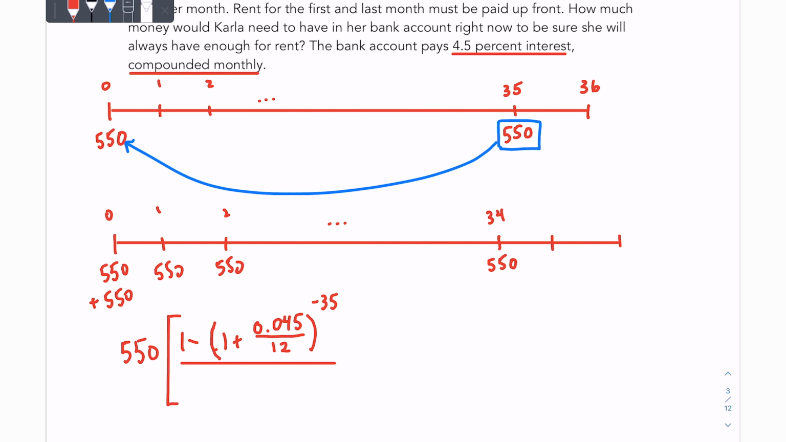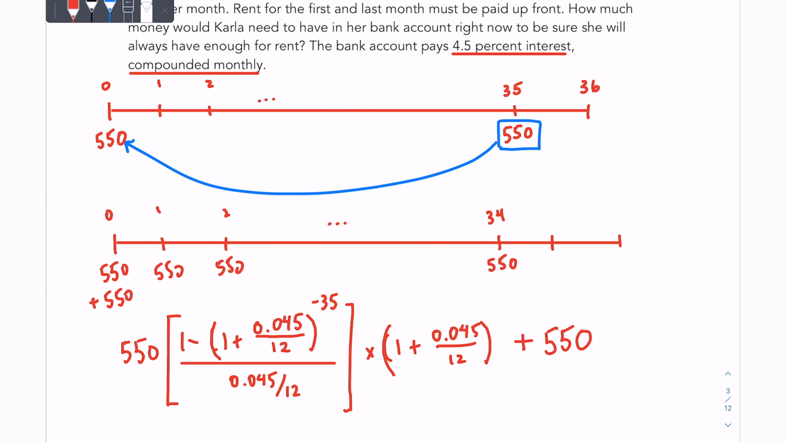We'll divide that by the rate, so that divided by 12. So this is the formula if this were an ordinary annuity. But because this is an annuity-due, we're going to multiply this by 1 plus the discount rate, which is 0.045 divided by 12. And this is going to give me the present value today of those $550 payments for 35 months. Once I've calculated that, then I'll just add that 36th payment that they're expecting from us at the beginning. So I'll deal with the annuity, and then I'll add on that $550.